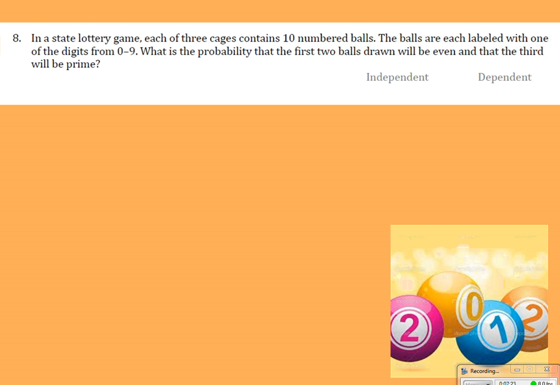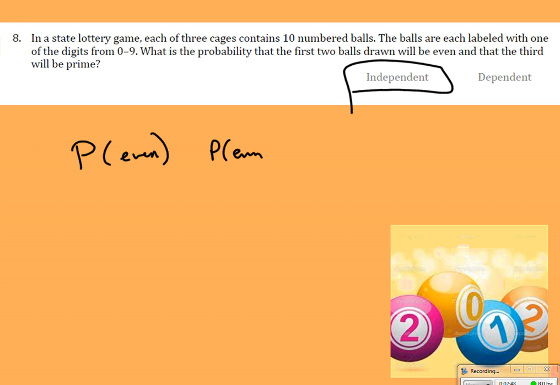In a lottery game, each of the 3 cages contains 10 numbered balls. The balls are labeled with one of the digits 0 to 9. What's the probability that the first 2 balls will be even and the third will be prime? Well, that's going to be independent because none of the cages know what the other one's going to draw. One does not affect the other. So it's a probability that you get even, even, and prime.